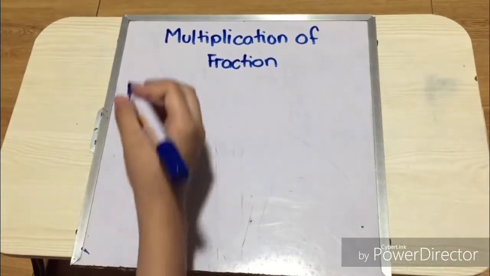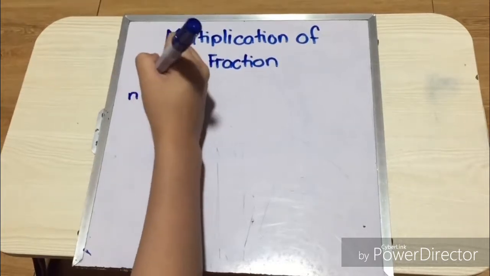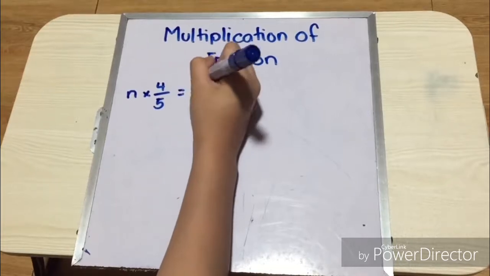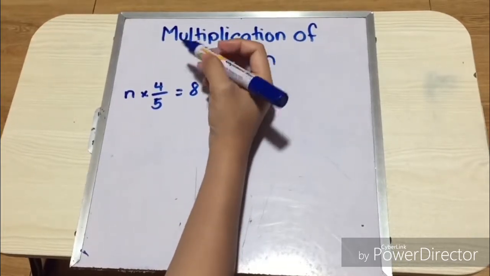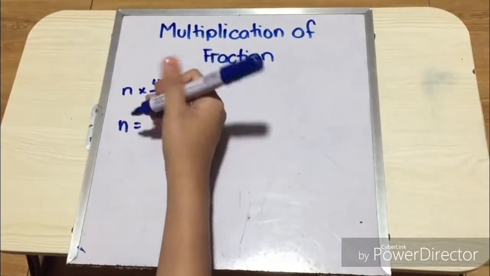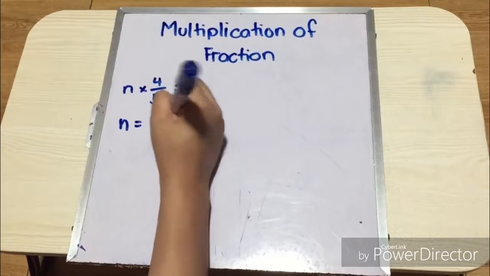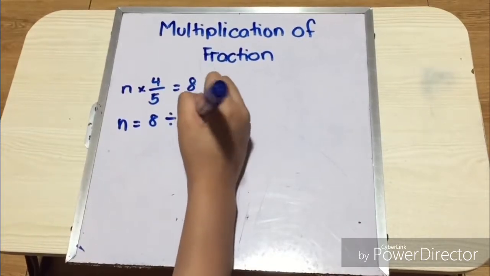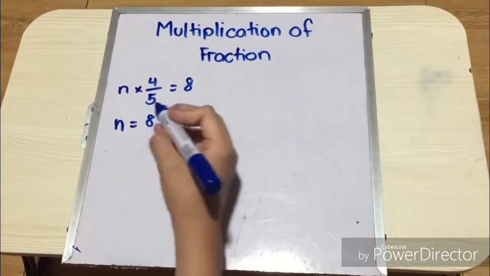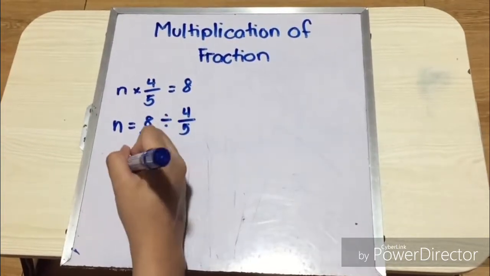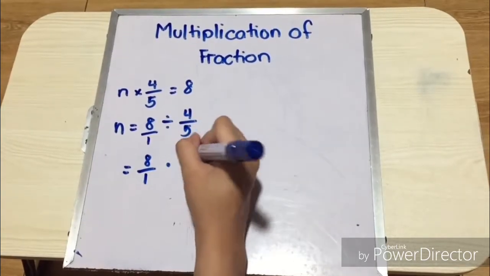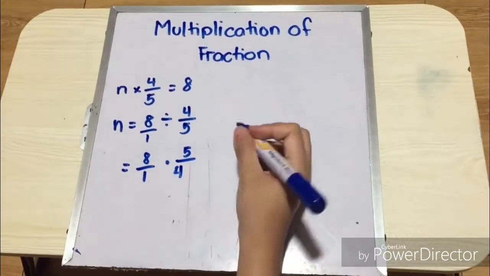Let's now perform multiplication of fractions with a missing number. N times 4 over 5 equals 8. To get the answer, we need to divide 8 by 4 over 5. To divide 8 by 4 over 5, we should add 1 as its denominator, then get the reciprocal of 4 over 5, and it will be 5 over 4.